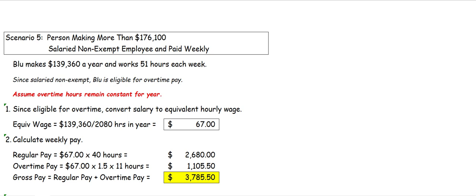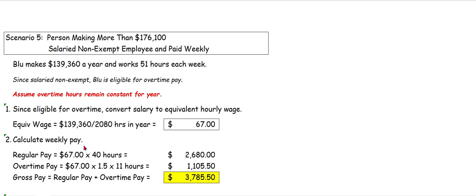Scenario 5, person making more than $176,100. They are salaried, non-exempt, and paid weekly. Blue makes $139,360 a year and works 51 hours a week. Since salaried, non-exempt, Blue is eligible for overtime pay. We'll assume overtime hours remain constant for the year. Since eligible for overtime, we have to convert the salary to an equivalent hourly wage, so $139,360 divided by the number of work hours in a year equates to $67 an hour in equivalent hourly wage.